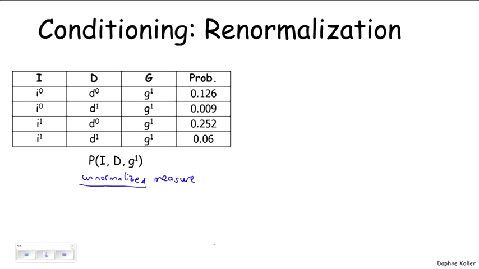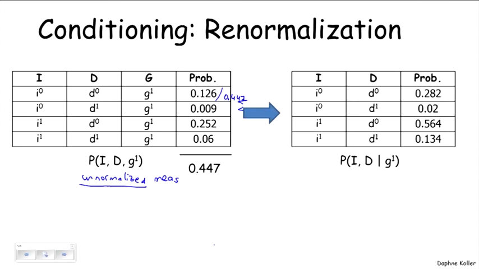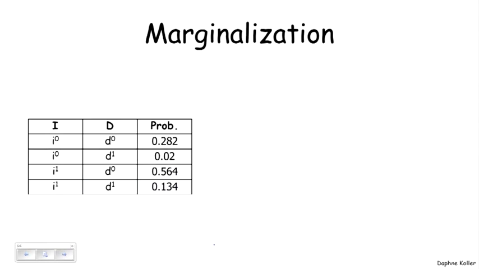So this unnormalized measure, if we want to turn it into a probability distribution, the obvious thing to do is to normalize it. And so what we're going to do is take all of these entries and sum them up, and that's going to give us a number, which in this case is 0.447. We can now divide each of these by 0.447, and that's going to give us a normalized distribution, which in this case corresponds to the probability of I comma D given G1. So that's a way of taking an unnormalized measure and turning it into a normalized probability distribution. We'll see that this operation is one of the more important ones that we use throughout the course.